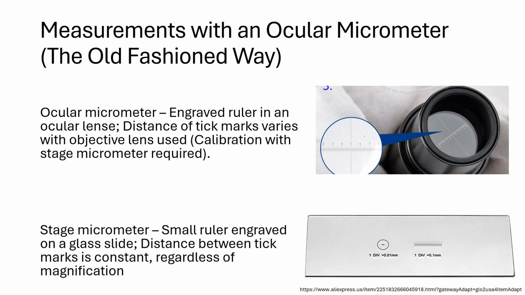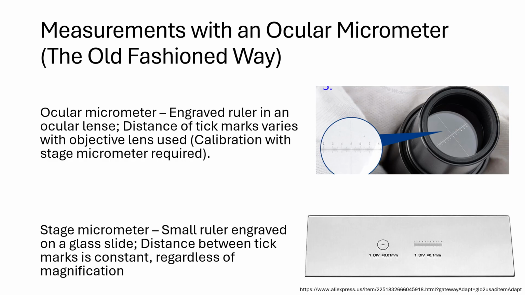Shifting topics here, we'll discuss how to take measurements using an ocular micrometer. This is not quite as easy as it is on digitally scanned slides, but with a little practice can become fairly straightforward. An ocular micrometer is an engraved ruler present in one of the ocular lenses. And in order to accurately use this ruler, we have to determine the distance represented by its tick marks. And this will vary depending on the objective used, and so calibration has to be done at each objective with which you intend to use the micrometer.